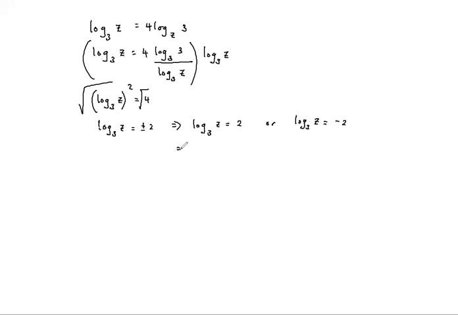Now for 2, you can raise 3 to the power 2 must be z, so that 9 is equal to z, or 3 to the power negative 2 must be z, so that z is equal to 1 over 3 to the power 2, which is 1 over 9.